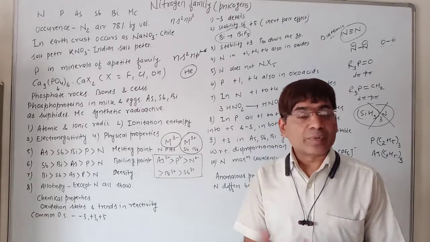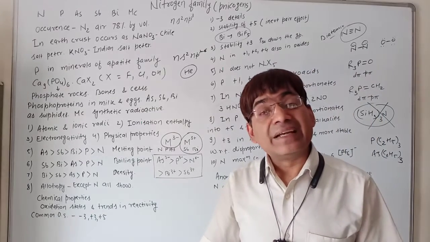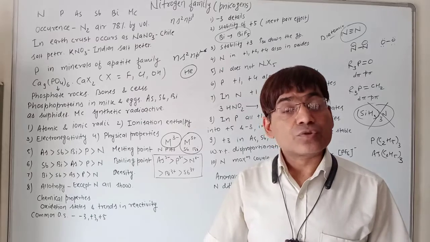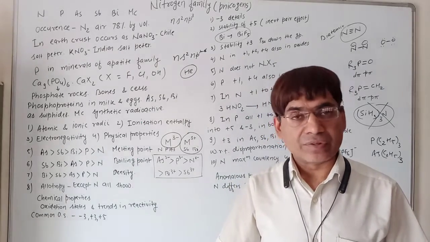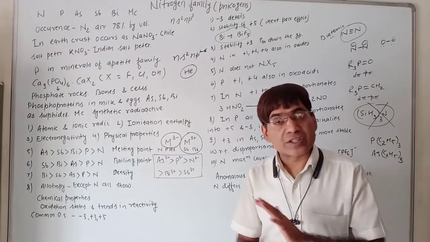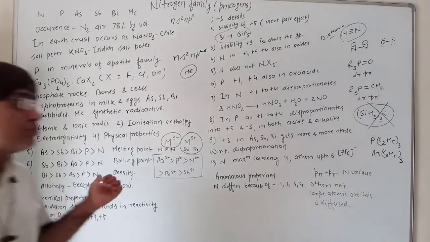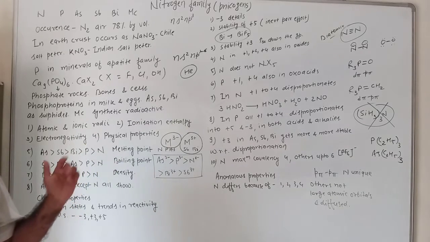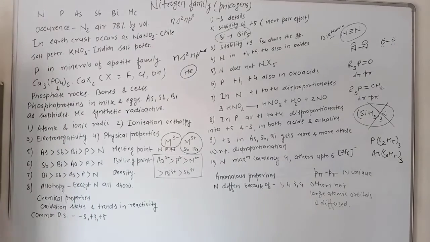Clear? This property is quite obvious, because as we move down the group, the size of the atom increases, electronegativity decreases, or the electropositive character increases. With the increase in electropositive character, metallic character increases. So as the size of the atom increases down the group, electropositive character increases, and that is why we see this behavior. Nitrogen and phosphorus are non-metals, arsenic and antimony are metalloids, and bismuth is a metal. Is it clear?